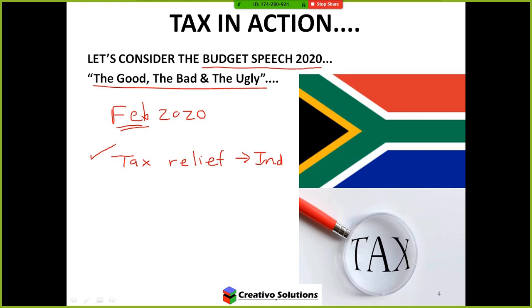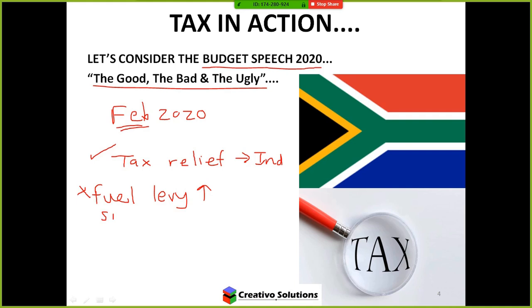Oh no, I remember the petrol price, the government portion increased. Good. Yeah, the fuel levy, not so good. Okay, the fuel levy went up. It always goes up. Not so good. And there were other things as well.